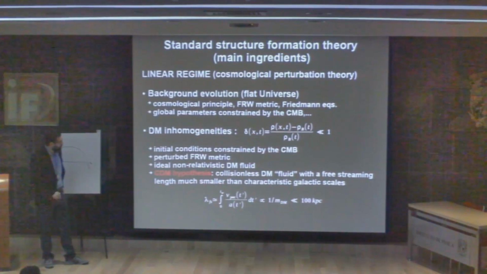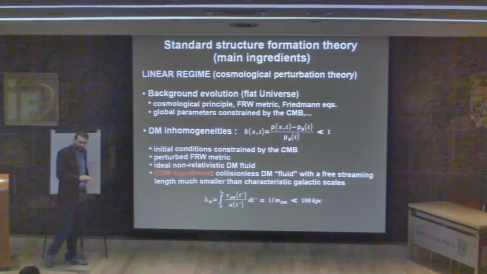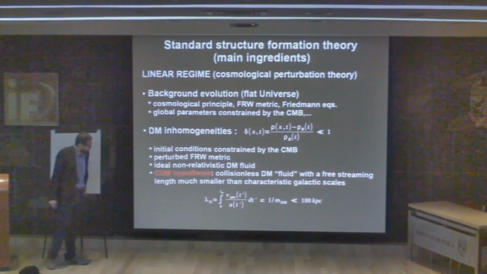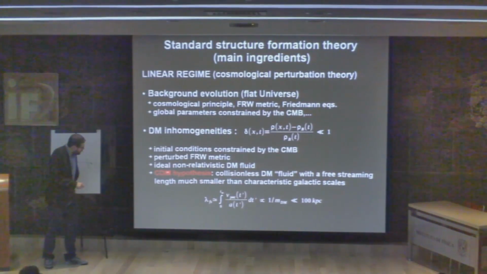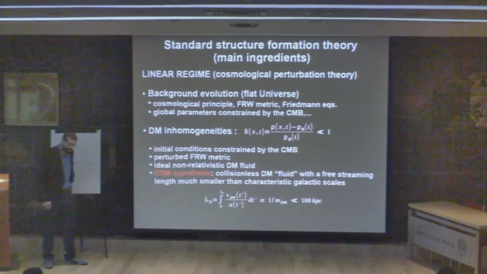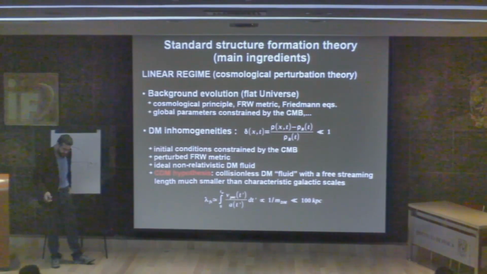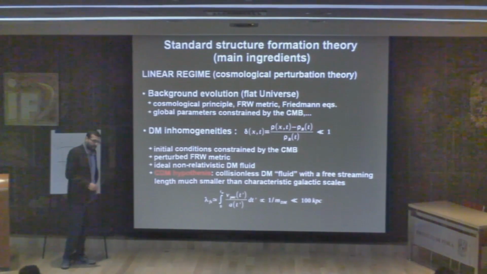And the ingredients begin with your initial conditions, which are again constrained by the CMB. You have that observable that tells you the statistical properties of the universe at the time of last scattering. And then you again assign a metric, in this case a perturbed Friedman-Robertson-Walker metric, and then you make some assumptions, for example, that you have an ideal non-relativistic dark matter fluid. And this is the most important assumption, which has become the standard model of structure formation, called the cold dark matter hypothesis.